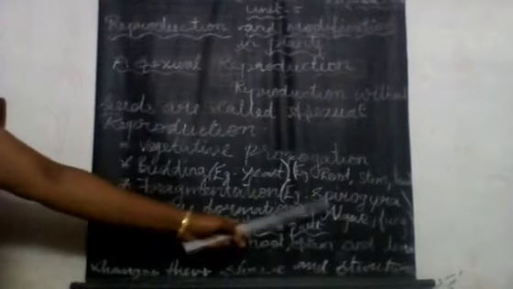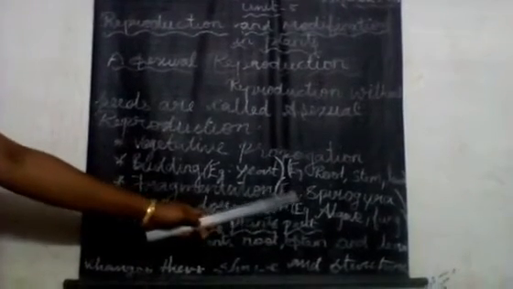Next one, fragmentation. Fragmentation examples: algae. Another example is Spirogyra. Spirogyra is a filamentous algae. Spirogyra produces so many young ones, and this process is known as fragmentation.